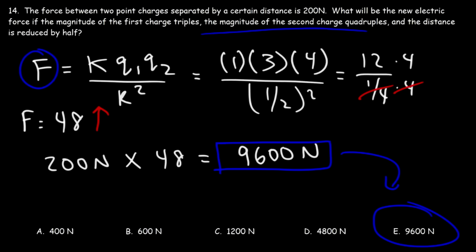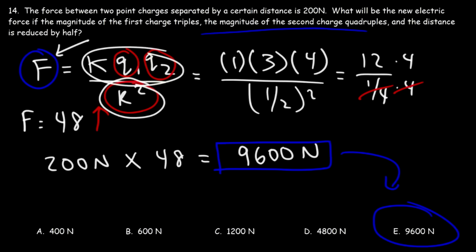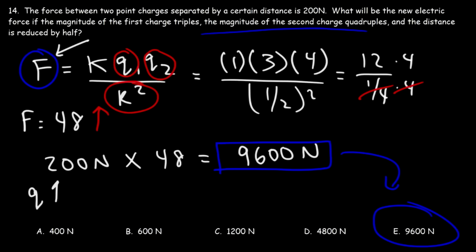So the electric force is proportional to the two charges, and it's inversely related to the square of the distance. Whenever you see an equation like this, a variable is proportional to everything on top, but it's inversely related to whatever is on the bottom. So as the magnitude of the charges increase, the electric force will increase proportionally. As the distance between the two charges increase, the electric force between them will decrease significantly.